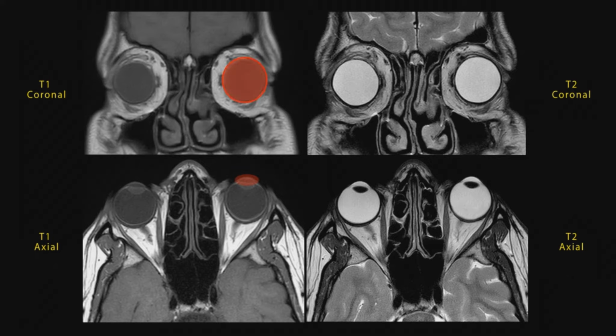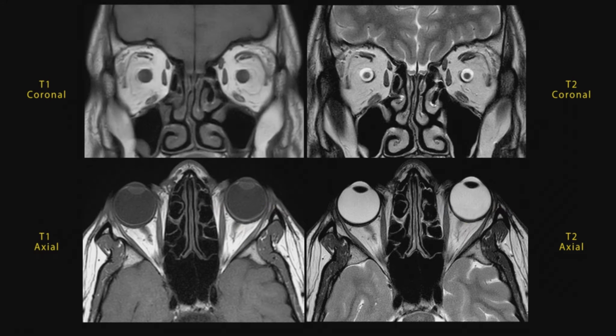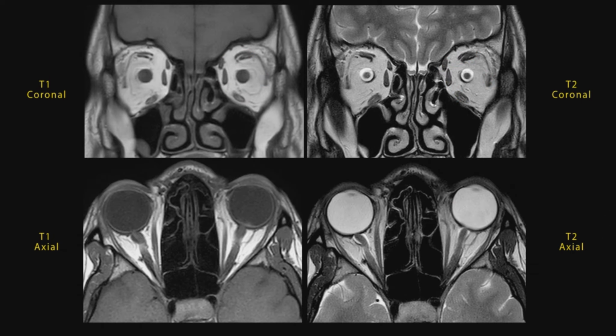Aqueous, vitreous, and CSF look hypointense on T1 and hyperintense on T2. Lens shows intermediate signal intensity on T1 and T2. Sclera, choroid, and retina, all the coats appear as one signal, intermediate signal on T1 and hypointense on T2. Extraocular muscles have intermediate intensity on T1 and T2 but enhance with contrast on T1. Optic nerve has signal intensity similar to cerebral white matter on T1 and T2 with no contrast enhancement.